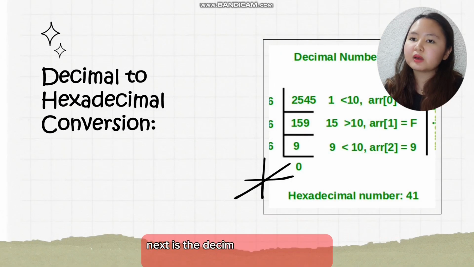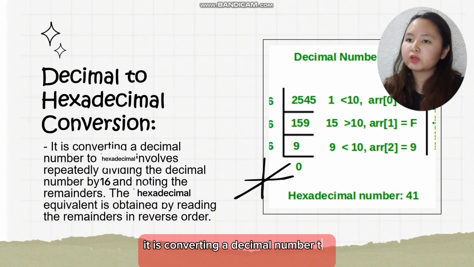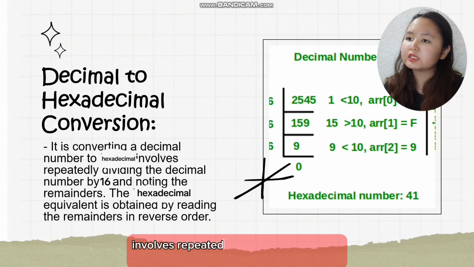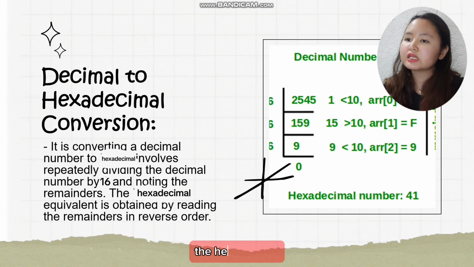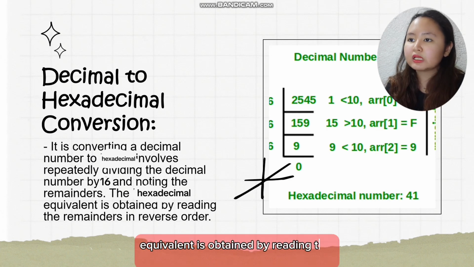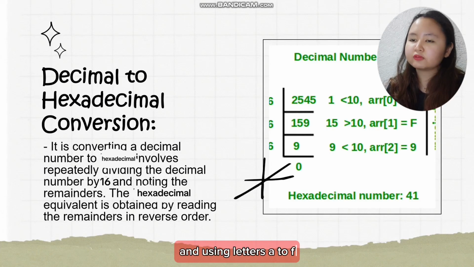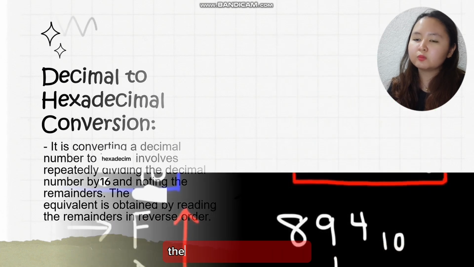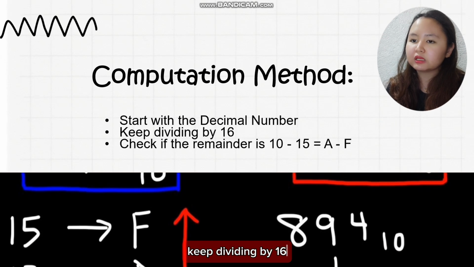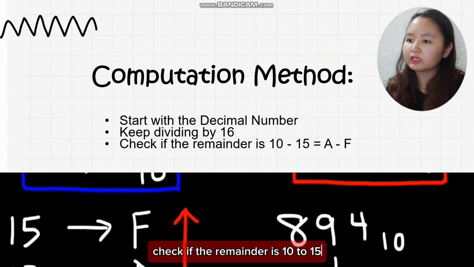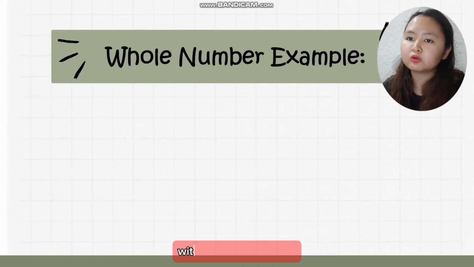Next is the decimal to hexadecimal conversion. Converting a decimal number to hexadecimal involves repeatedly dividing the decimal number by 16 and noting the remainders. The hexadecimal equivalent is obtained by reading the remainders in reverse order and using letters A to F for remainders 10 to 15. The computation method is to start with the decimal number and keep dividing by 16. Check if the remainder is 10 to 15, which equals A to F. First, let's get an example with a whole number.